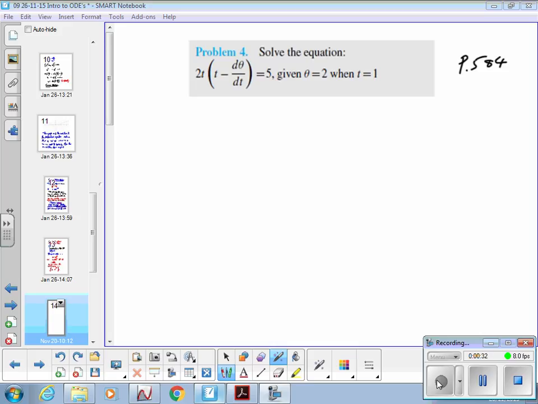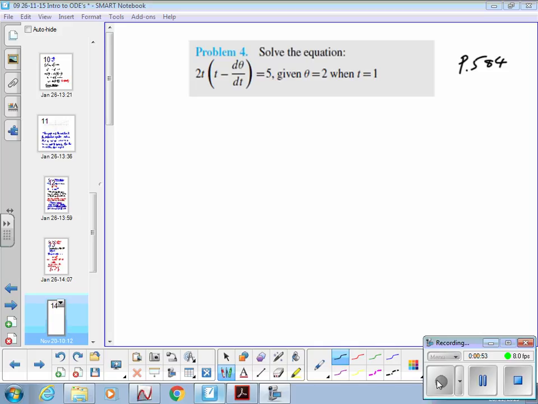So what we need to do first of all is just play around with this thing algebraically and then see if we can separate variables. So we need to use a little bit of algebra on this to start off with. We've got some initial conditions given: theta equals 2 when t equals 1, so we should be able to come up with a particular solution for this.